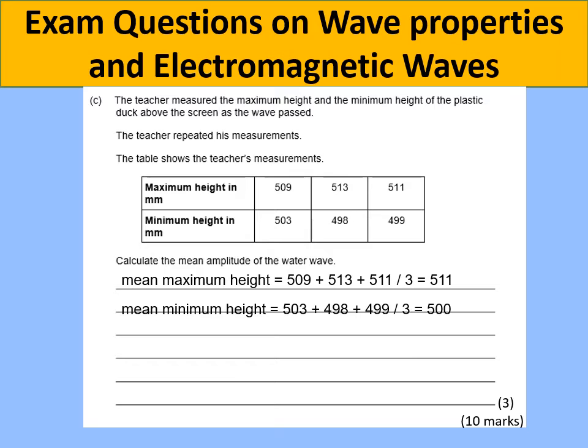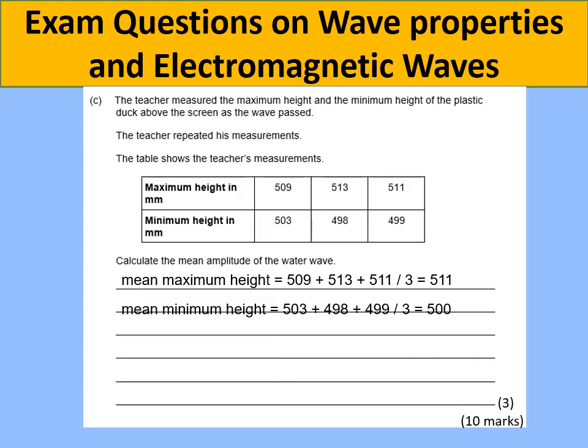So part 1C, the teacher now measured the maximum height and the minimum height of the plastic duck above the screen as the wave passed. The teacher repeated his measurements. The table shows the teacher's measurements. So you've got the maximum height in millimeters recorded 3 times, and then the minimum height in millimeters, which has also been recorded 3 times. You've got to calculate the mean amplitude of the water wave.